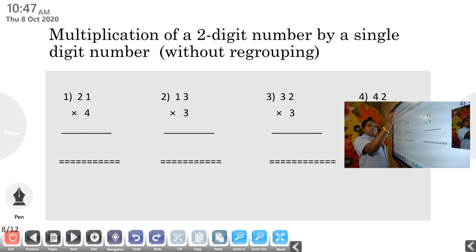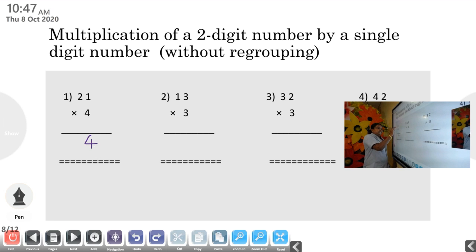Multiplication of a two-digit by one-digit number. Okay. First question, 21 into 4. First multiply ones place by 4. Here, ones place is 1. What is 1 4s are? 1 4s are 4. Write 4 in the ones column.